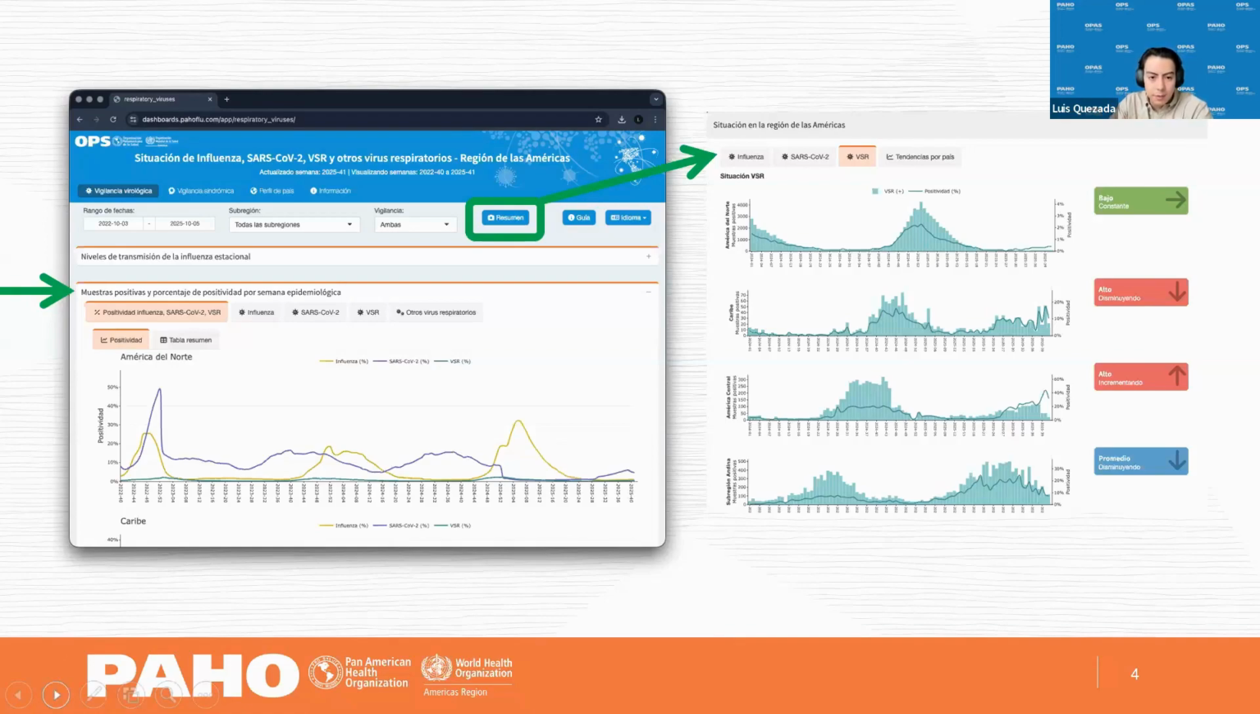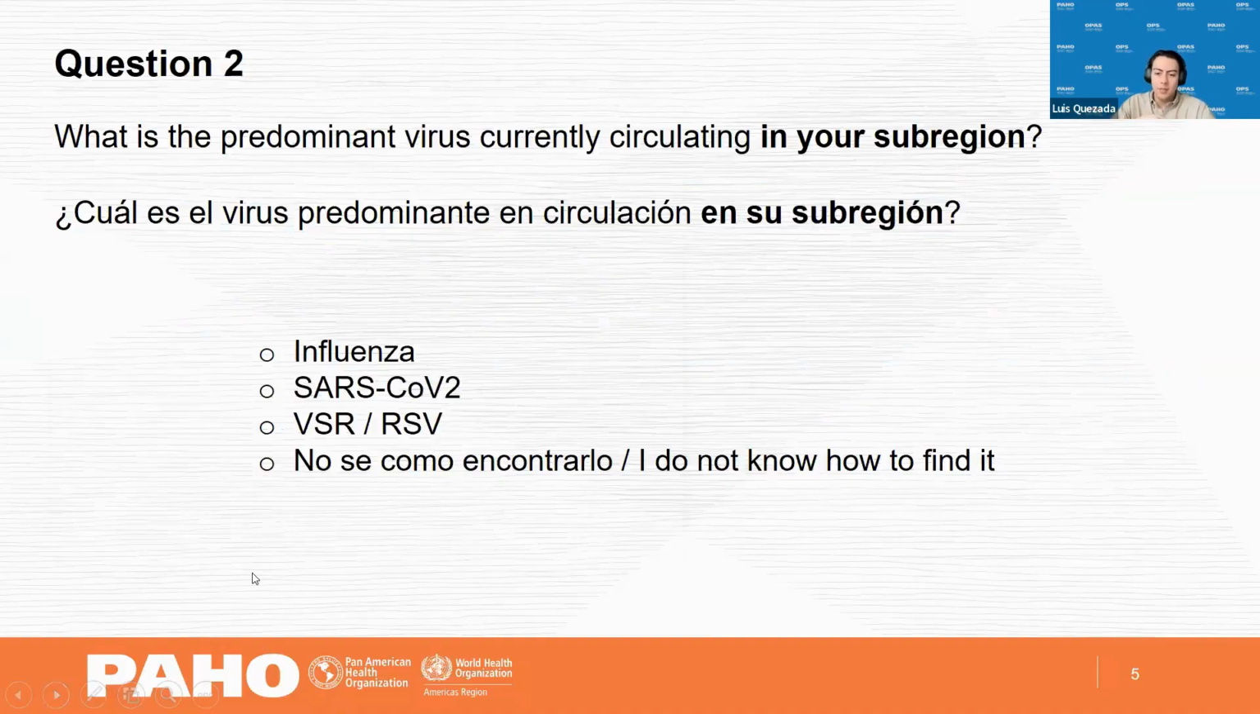Very well, and now we're going to ask the second question in this exercise. Remember, we are in the same scenario where we are answering questions from a media person, and we have been asked what is the predominant virus in circulation in your subregion. For this question, please use the subregion where you're presently located, and use the dashboard to look at data from your own particular subregion and answer what is the predominant circulating virus at present in your subregion.